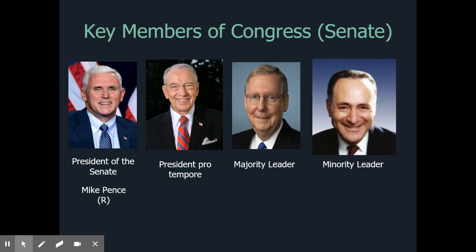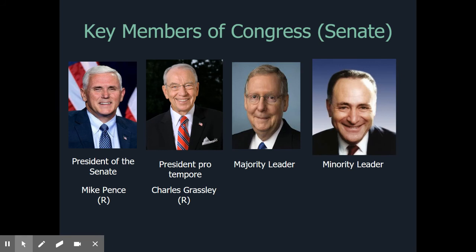But because the actual President of the Senate, who is Pence, is not there on a regular basis, the Senate has to appoint a president pro tempore, like a temporary president. This is a largely ceremonial position that goes to the longest serving member of the majority party. The majority party in the Senate is the Republicans. So Charles Grassley from Iowa is the longest serving member of the Senate from the Republican Party. So he gets this ceremonial sort of honor. He's also pretty high up in the order of presidential succession.